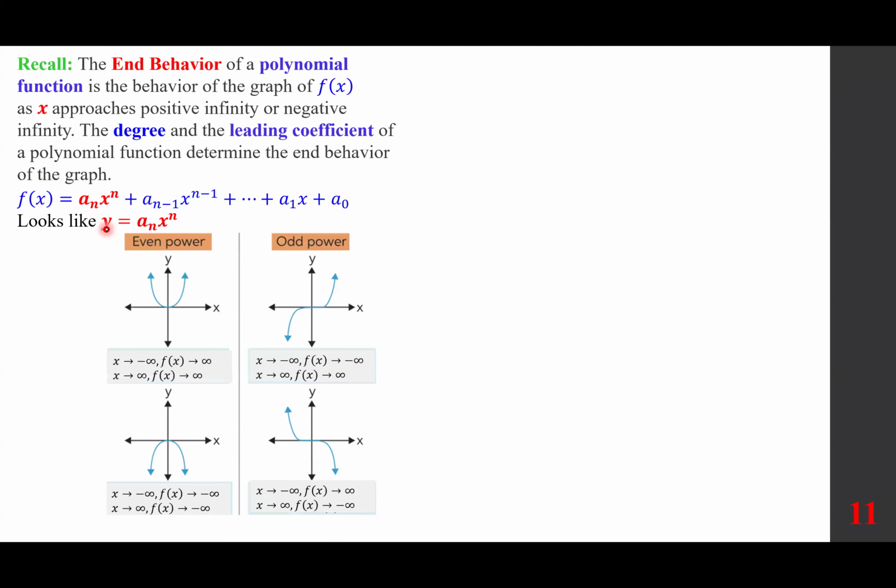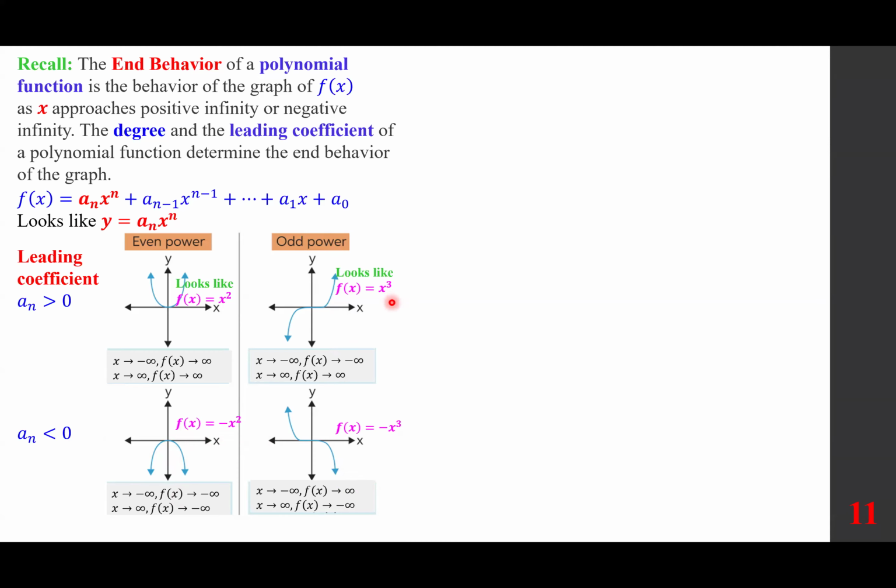Now, as we look at these four graphs, even power, odd power. If a sub n, the leading coefficient, is positive, it looks like y equals x squared, which means whether x goes to positive or negative infinity, y goes to positive infinity. If a sub n is less than 0, f of x looks like minus x squared, which means whether x goes to positive or negative infinity, f of x goes down to negative infinity. If it's odd power, it looks either like x cubed or minus x cubed.